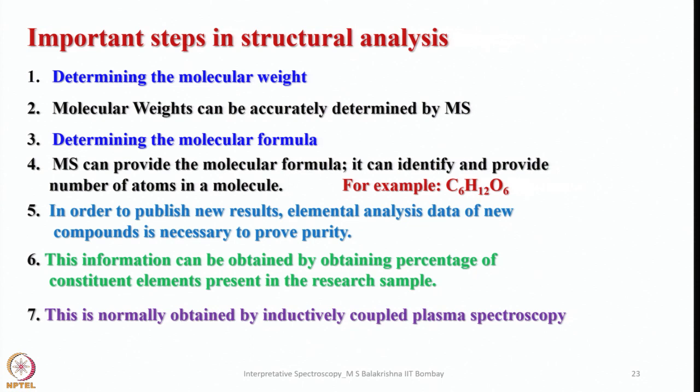In order to publish new results, especially when you are doing a PhD, or doing research and working in R&D labs, elemental analysis data of new compounds is very necessary to prove the purity. Similarly, molecular weight and mass spectral data is equally important. This information can be obtained by obtaining the percentage of constituent elements present in the research sample. So once we know the molecular weight, you can subject it to an element analyzer and we can know the composition of that sample. This is normally obtained by inductively coupled plasma spectroscopy.